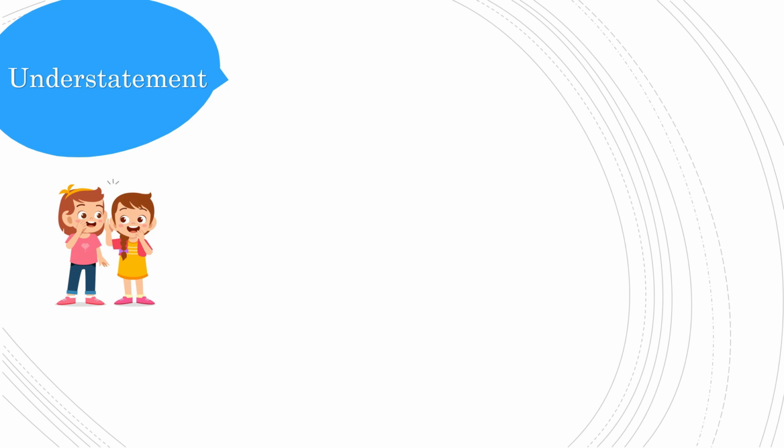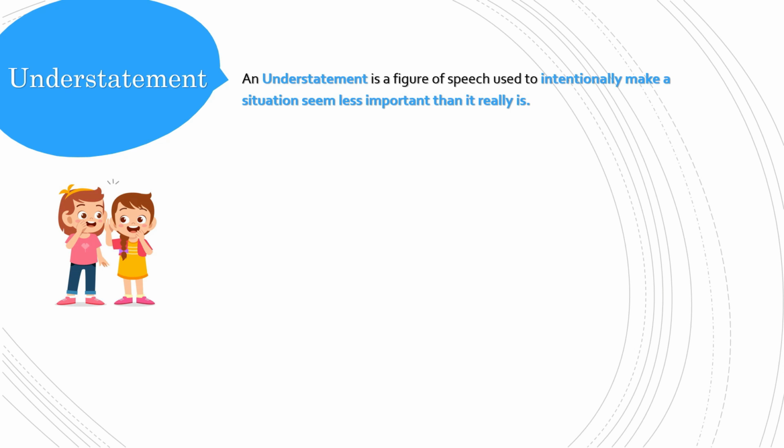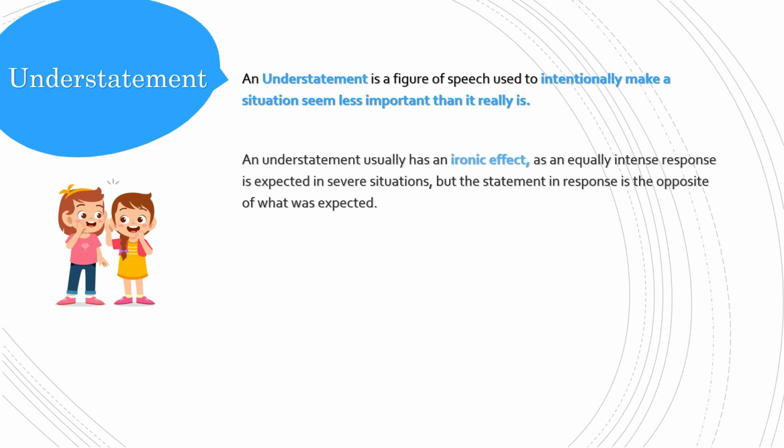Understatement. An understatement is a figure of speech used to intentionally make a situation seem less important than it really is. An understatement usually has an ironic effect, as an equally intense response is expected in severe situations, but the statement in response is the opposite of what was expected.